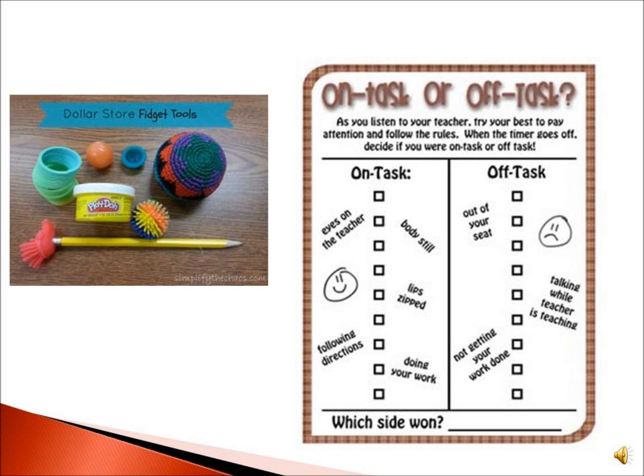If they thought their eyes were on the teacher, their lips were zipped, they were following directions, and they were doing their work, they would check it off on the on-task side. If, however, they were out of their seat, they were not getting their work done, and they were talking while the teacher or another student was talking, they would check it off on the off-task side. At the end of all their checks, they would see which side had more checks, and that would be the side they won. So they would be able to reflect on their behavior during that activity.